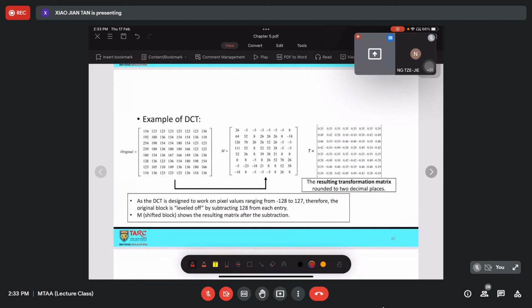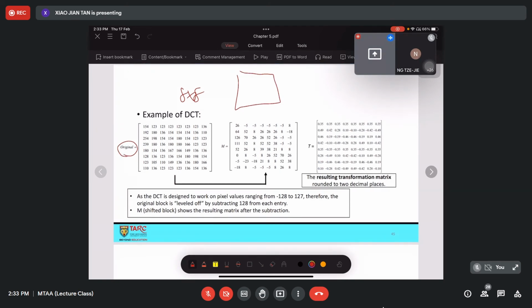So this is an example of DCT. This is the original pixel value, and this is actually 8 times 8. Basically, in one original image, you extract one block of 8 times 8, and you will get something like this. And then you convert to M. How do you convert to M? You actually subtract 128.